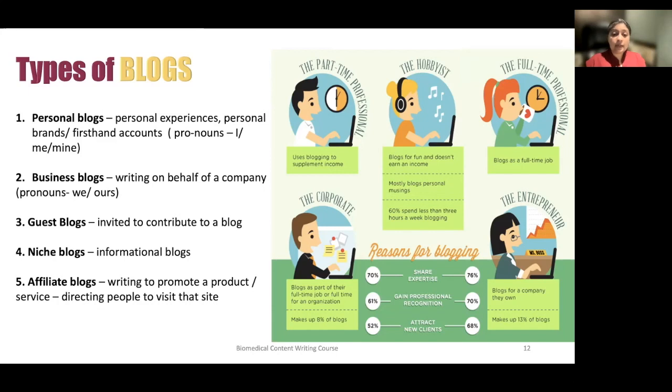So accordingly, the language of your blog will change. You're using more persuasive language in affiliate blogs. You're using more educational language in informational blogs. And maybe in personal blogs or in business blogs, we're looking at a way to capture attention. So maybe an entertainment value, adding a video, adding images. So accordingly, our outlook would change depending on what kind of blog we are writing.